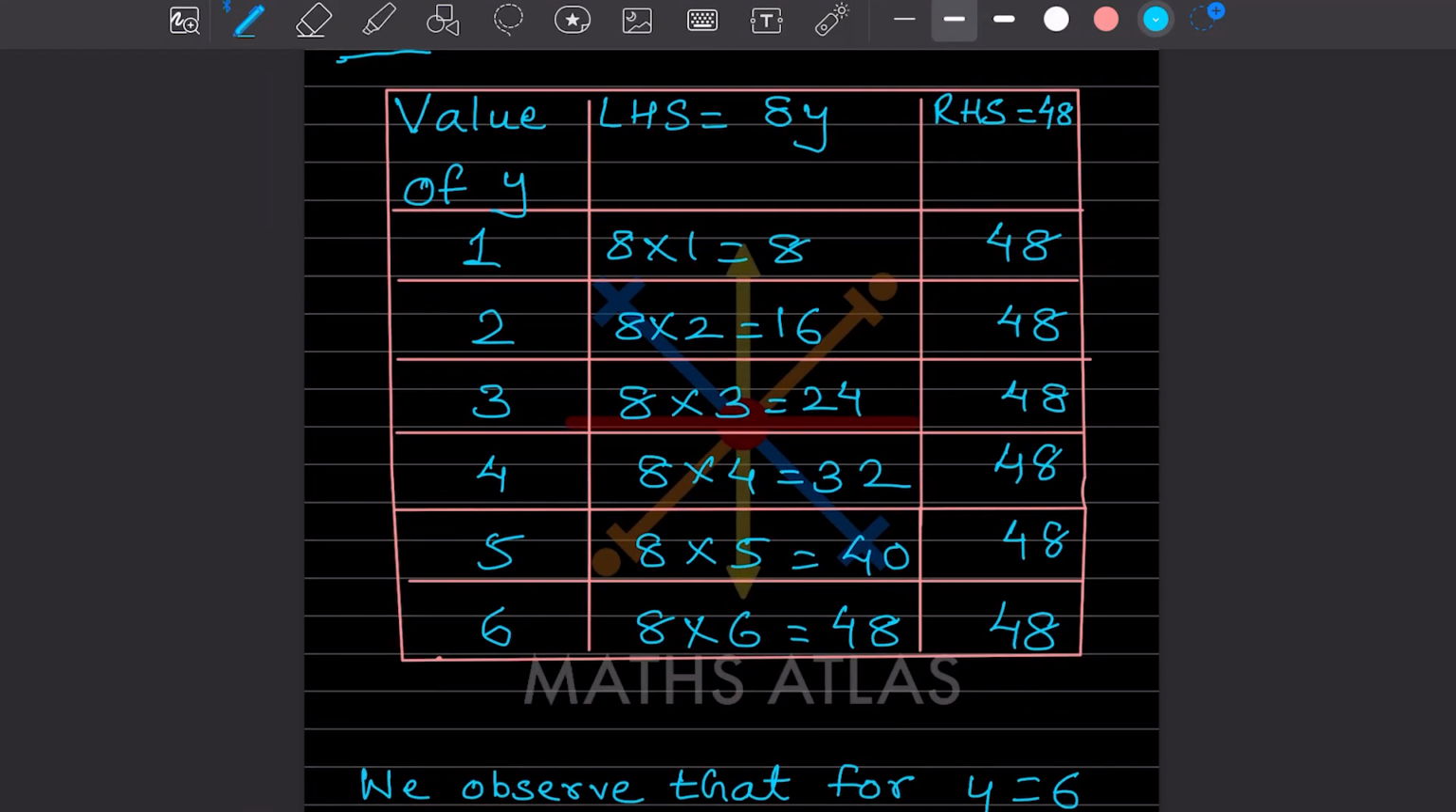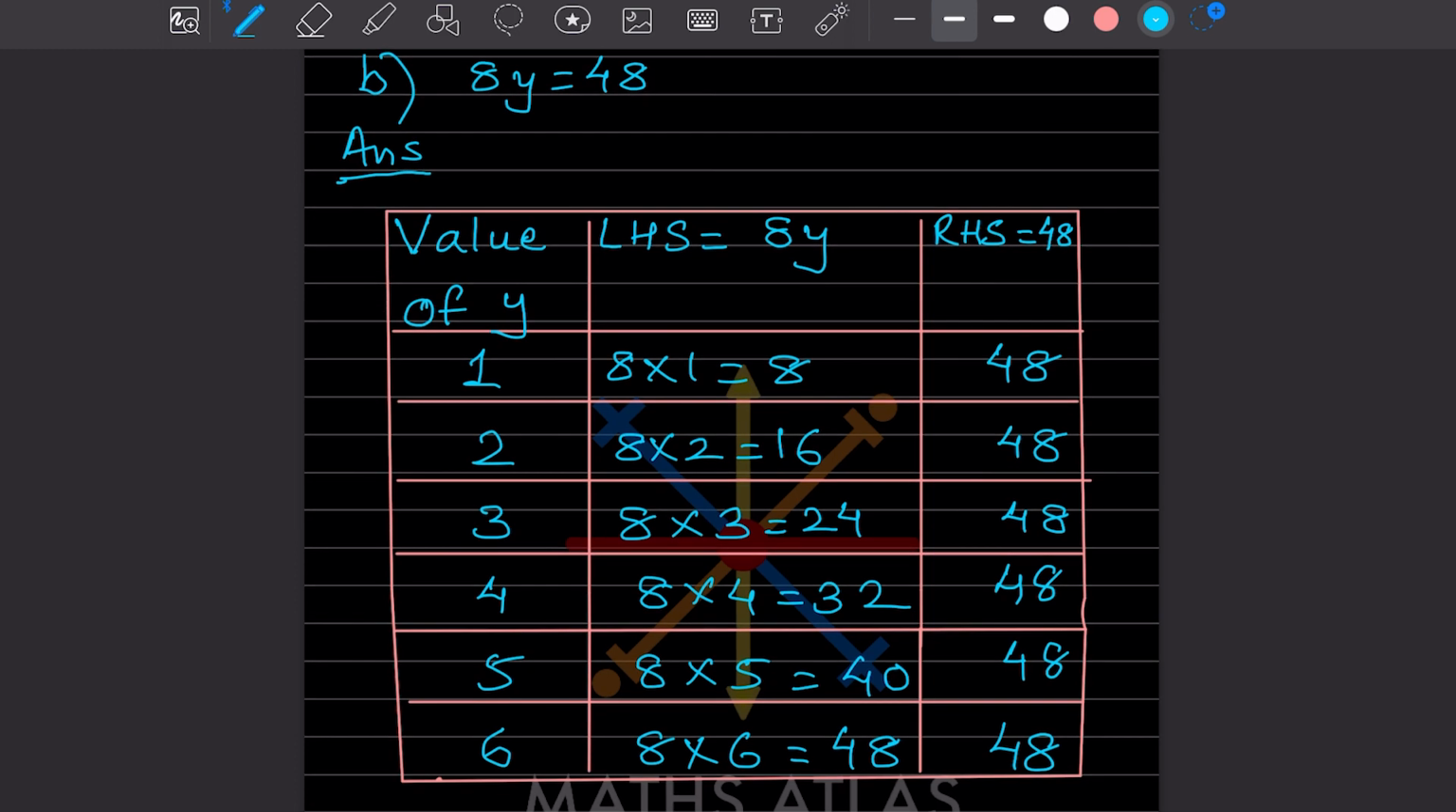So now RHS, what is that? RHS is the same, right? So we have to write here, keep 48. So we have to compare between here. So here is 32 and here is 48. So this doesn't satisfy the equation.